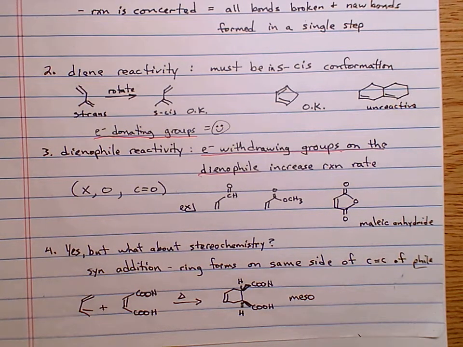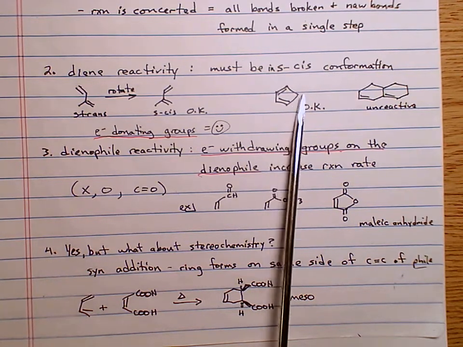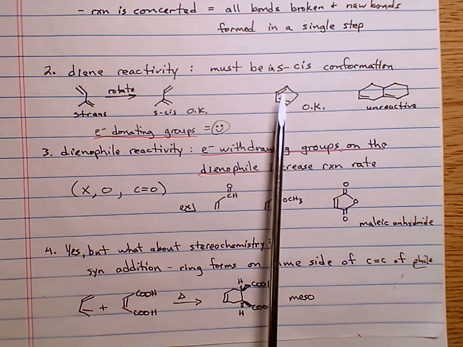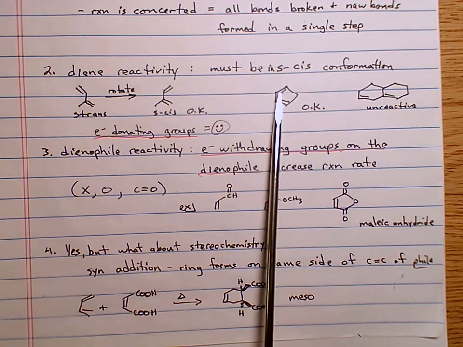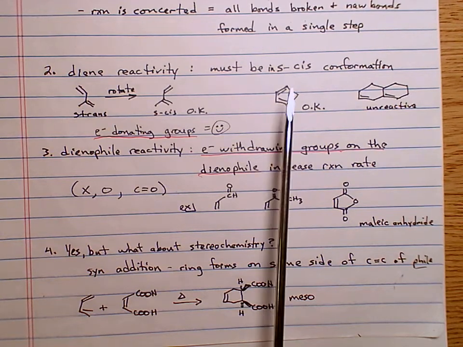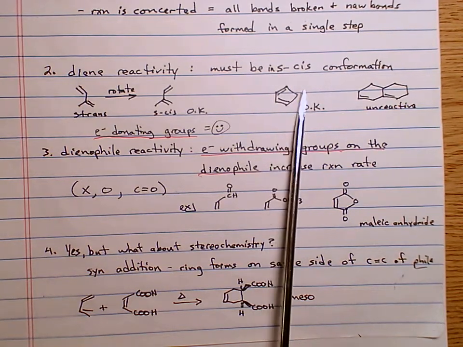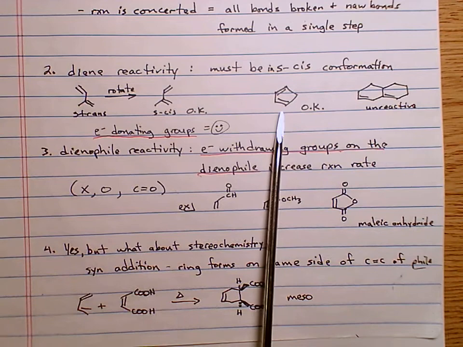And it turns out there are other molecules that are held in the S-cis conformation. Look at this one right here, this cyclopentadiene. Here you've got the single bond, or double bond, single bond, double bond. In the S-cis configuration, they're held together by that ring, so this will undergo Diels Alder.